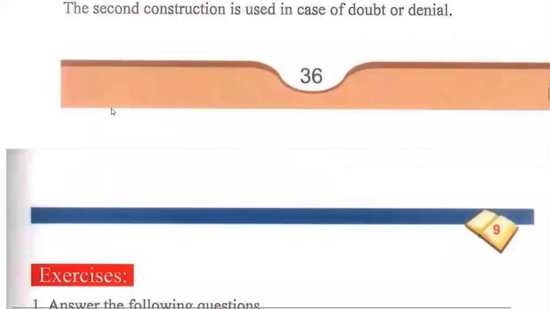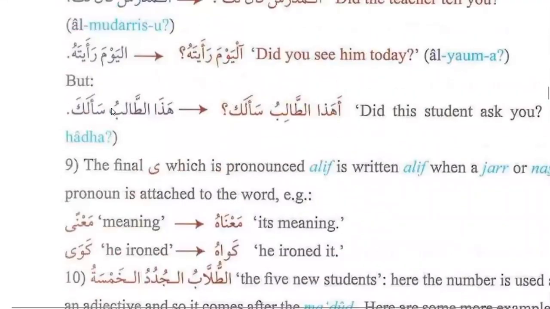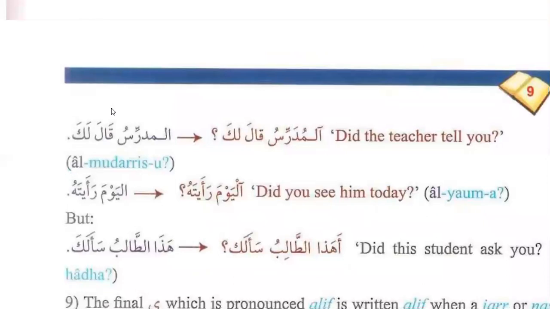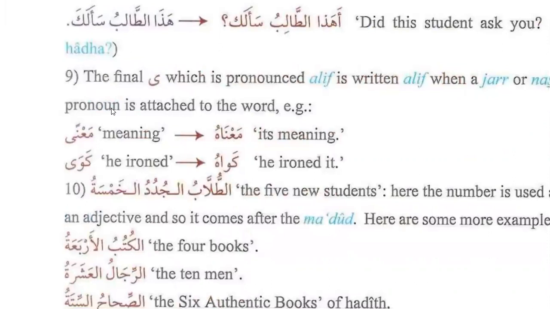What did you learn here? If you ask a question, and if the following word contains al, then the alif of A becomes a long alif madda. Okay, good. Next we have alif maksura.